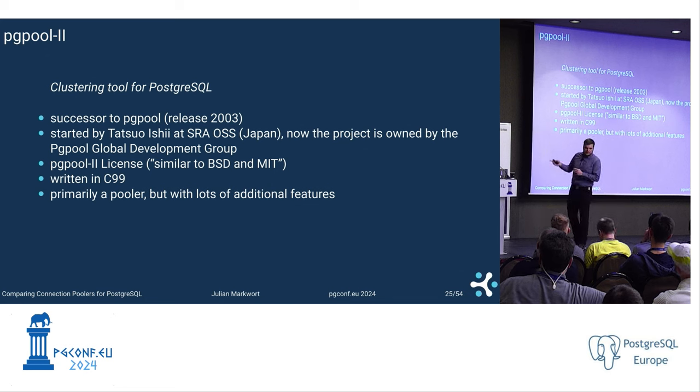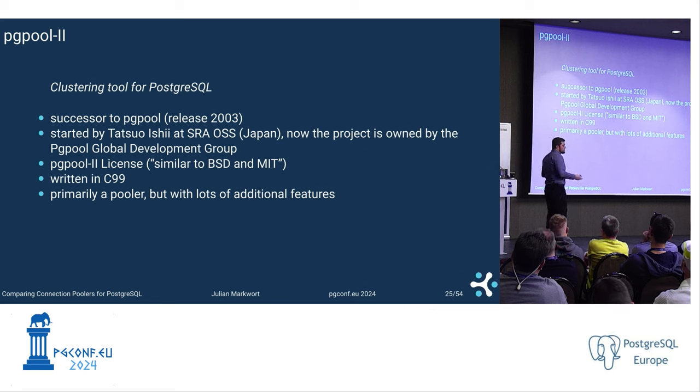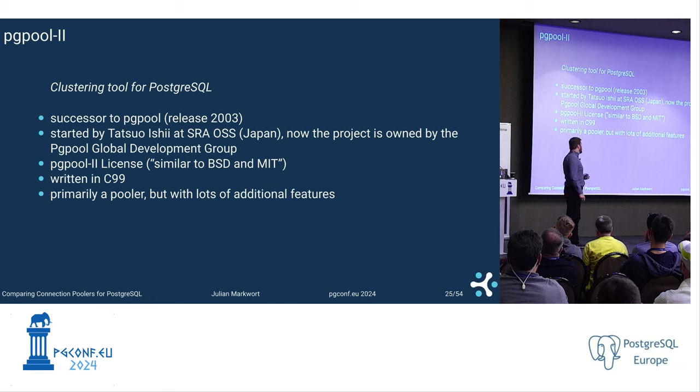So it's called pgpool, but it's a clustering tool. First and foremost, it's called pgpool-II because it's the successor to pgpool, which I think was never used outside of some internal projects, which had its origin in 2003. And all of this was started by Tatsuo Ishii, I hope I'm pronouncing that right, who works at SRA OSS in Japan. And he started the project, and then eventually it got transferred to the pgpool global development group. It's released under the pgpool-II license, which is apparently, according to the documentation, similar to BSD and MIT license. It's written in C99, and it's primarily a pooler.